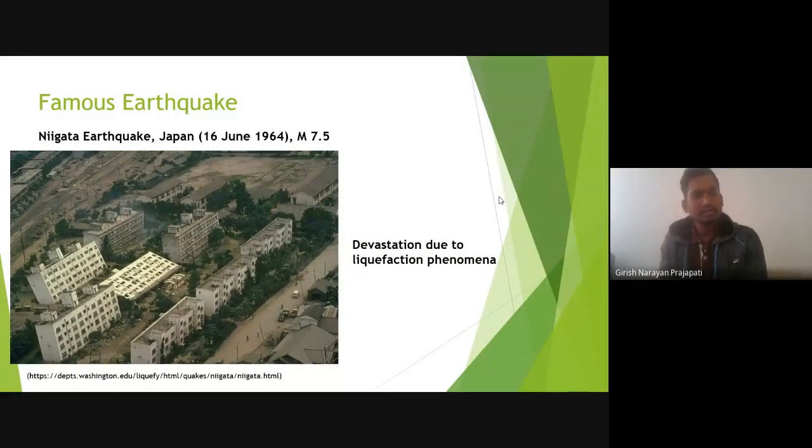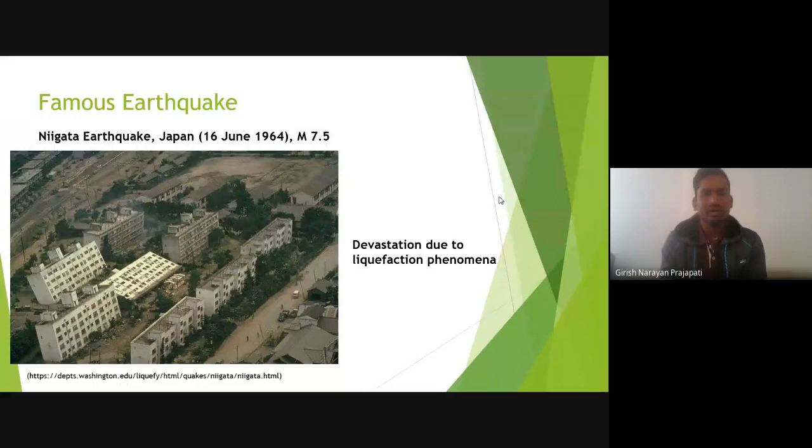The next earthquake is the Niigata earthquake in Japan. You are familiar with Japan, where every day there is some earthquake, and they have now designed their buildings such that they can sustain it, they can live with the earthquake. They are living with the earthquake over there in Japan.